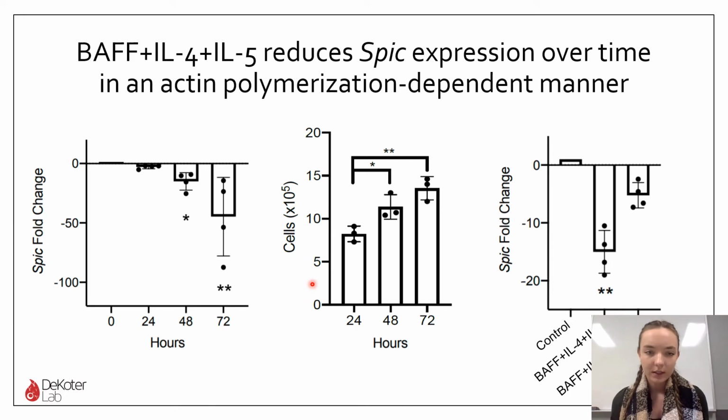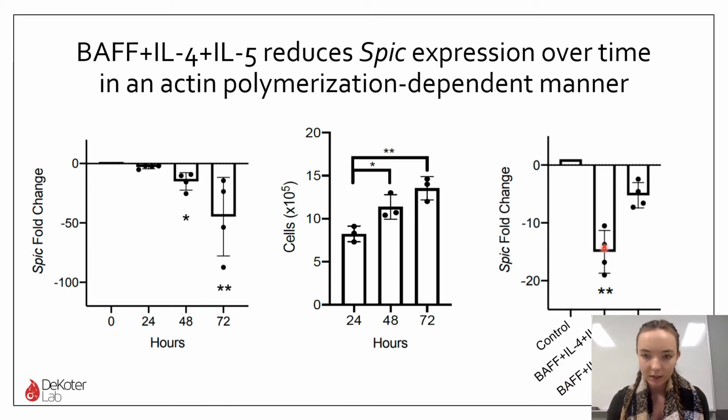So at this point, we had seen this pattern where these signals that induce B cell proliferation were also downregulating Spi-C. So we began to ask ourselves what could interfere with B cell division. Now on the right here, this is a look at an experiment where we selected one time point and treated cells with either BAFF, IL-4, and IL-5, or the addition of this drug cytochalasin D. Now cytochalasin D is a potent inhibitor of actin polymerization and therefore causes a complete block of cell division.